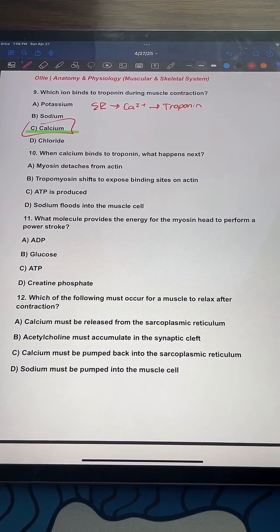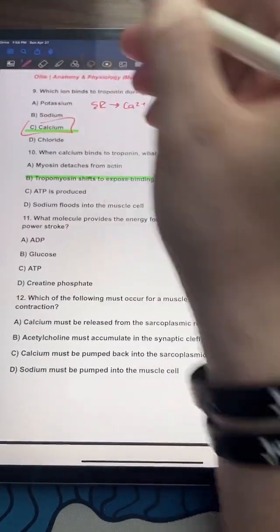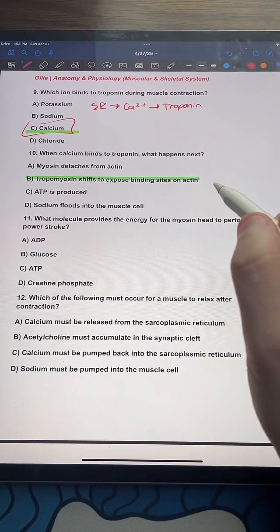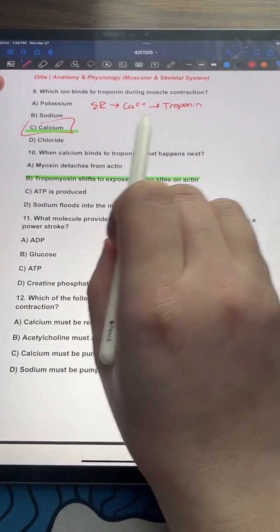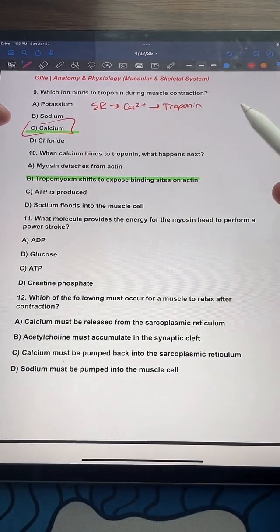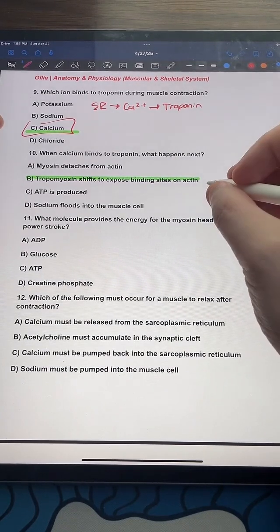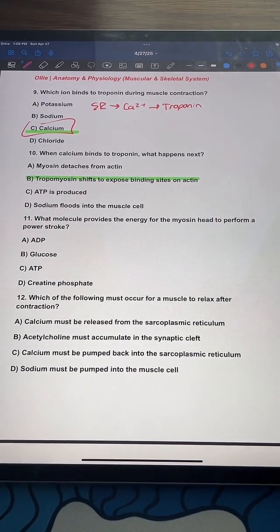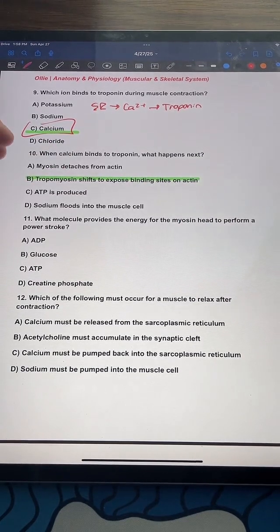The answer for number 10 is B. Tropomyosin shifts to expose binding sites on actin. So following along with the story again, the SR released the calcium, it bound to troponin, and what troponin does is move tropomyosin to expose the binding sites on actin for the myosin heads to attach to and pull towards the center of the sarcomere to initiate the muscle contraction.